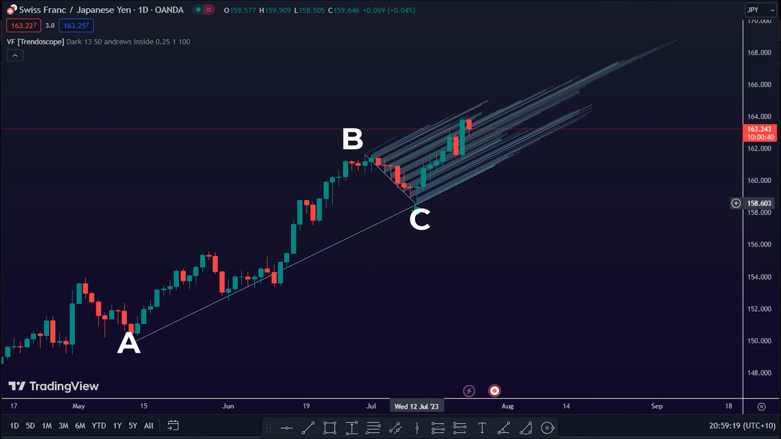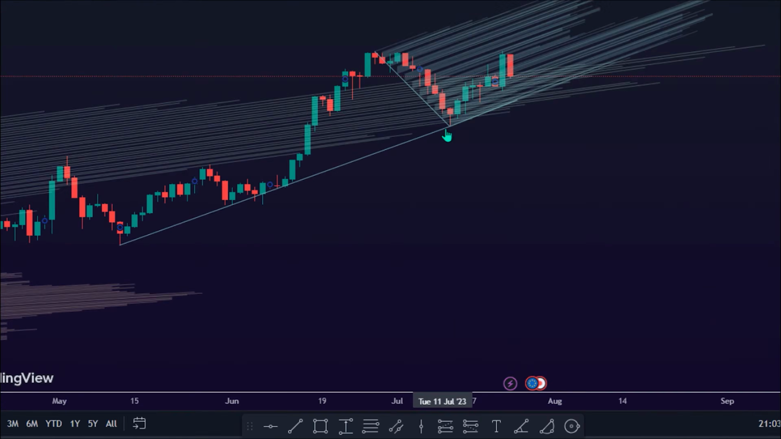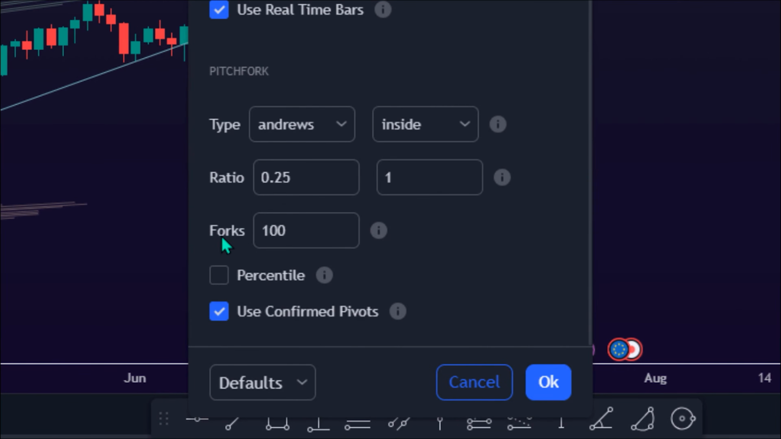Forks are drawn based on fib ratios from the handle. Modified Schiff pitchfork inside handle starts from mid of A and B and joins the base at C. Forks are drawn based on fib ratios from the handle. Forks is set to 100 by default.